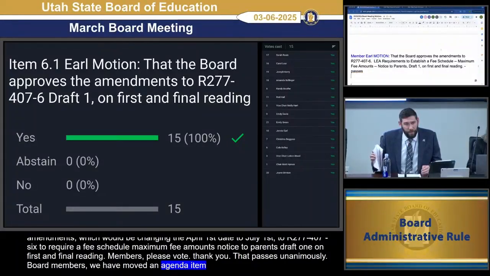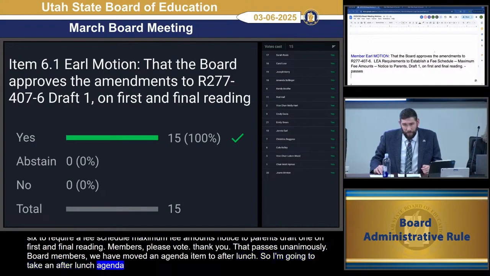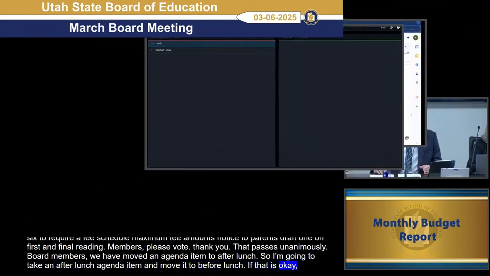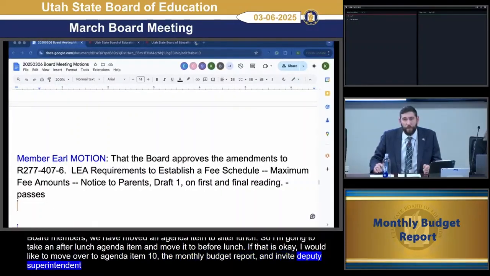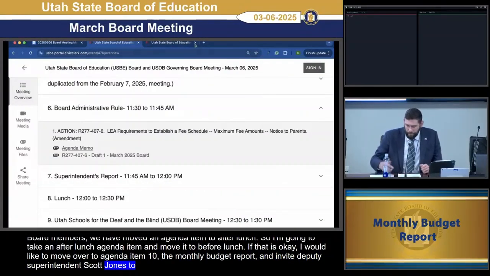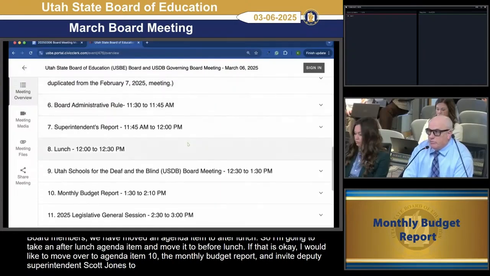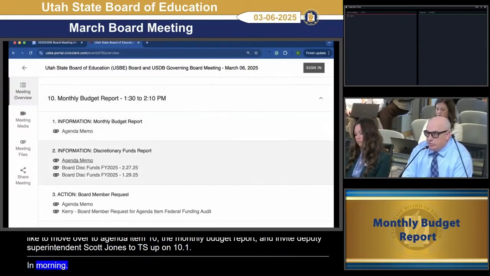So if that's okay, I'd like to move over to agenda item 10, the monthly budget report, and invite Deputy Superintendent Scott Jones to tee us up on 10.1. Good morning. Thank you, Chair Hymas, members of the board, members of the public. This is the monthly budget report.